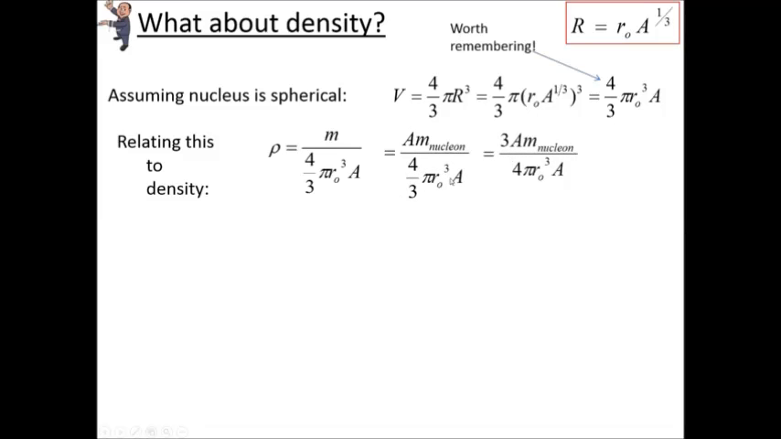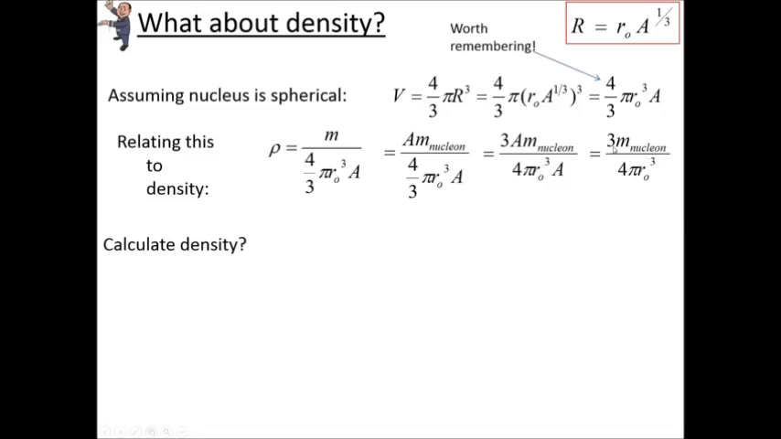Let's just see what we can do with that. I'll flip my 3/4 and put 3 on the top, 4 on the bottom. So I've just done that in one step, and then hopefully you can see how my A's cancel to give me 3 mass of a nucleon divided by 4 pi r0 cubed. And if we wanted to put some numbers in this, we could now calculate the density.